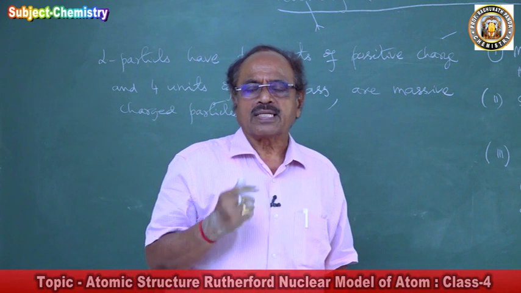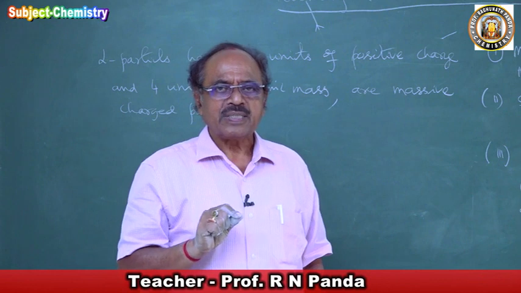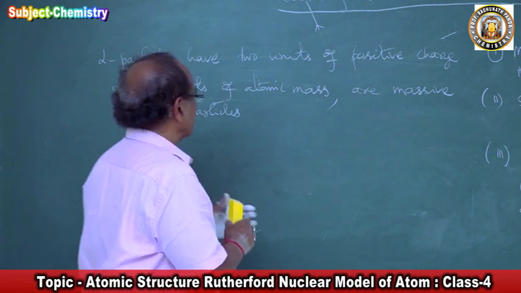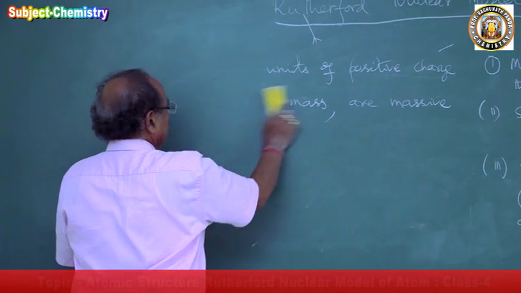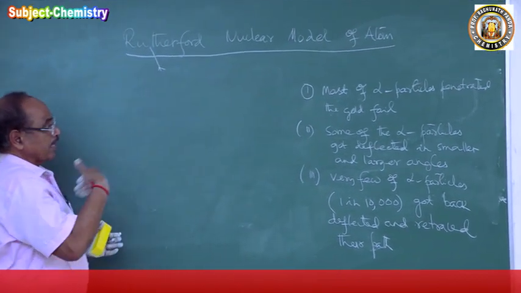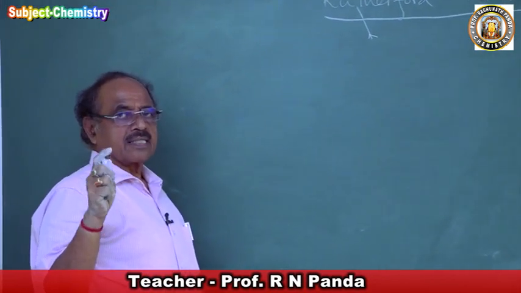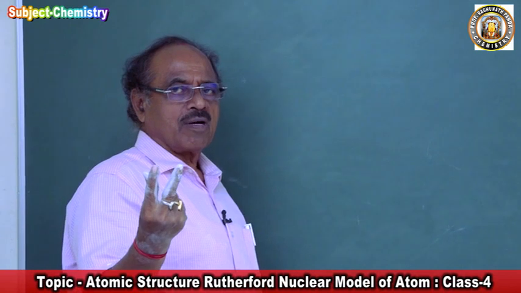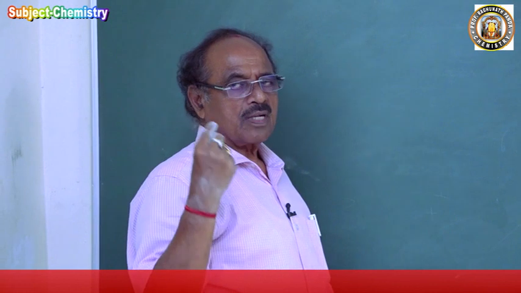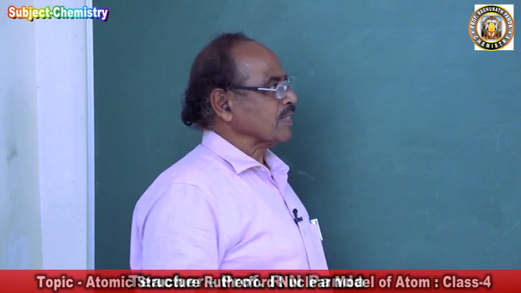So he concluded that since most of the alpha particles are penetrating the gold foil, there must be a large hollow space inside the atom. Since most of the alpha particles are penetrating, even though the atom consists of protons, and in a gold atom there are 79 protons, still the alpha particles are penetrating with no deflection. This means that the 79 protons present in the gold atom are not having any effect upon the alpha particle. Hence the atom must consist of a large hollow space.